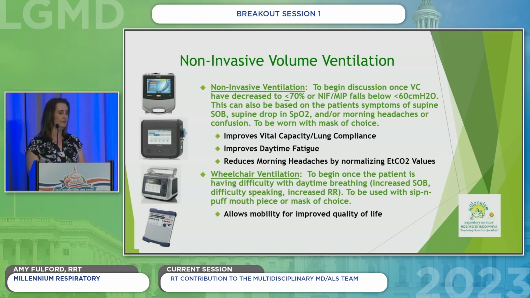The purpose of the non-invasive ventilation is to help improve your vital capacity as well as your lung compliance. Again, the units help you stretch out your chest cavity, keep those muscles good and elongated so they remain elastic. It will also improve your daytime fatigue, reduce your morning headaches, and normalize your end-tidal CO2 levels.